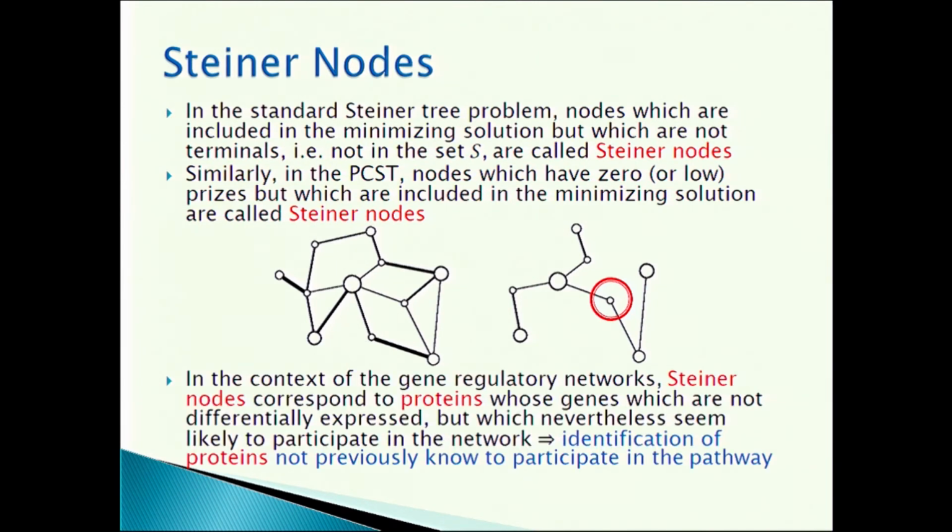In the context of the gene regulatory networks, the Steiner nodes correspond to proteins whose genes are not differentially expressed, but nevertheless seem to participate in the network. So this is like some protein sitting there at background value, so nobody would guess it has anything to do with the pathway in question. And yet, the solution to this combinatorial optimization problem is telling you, hey, maybe it does have something to do with that pathway. Maybe just sitting at background value, it's really operating in that pathway. Okay, and so maybe it's a drug target.